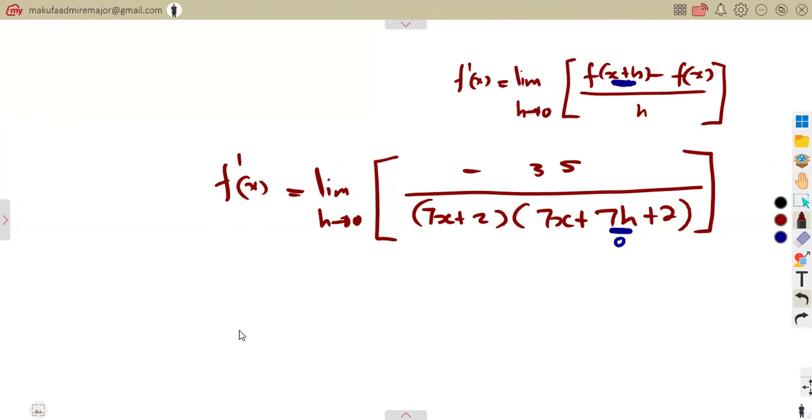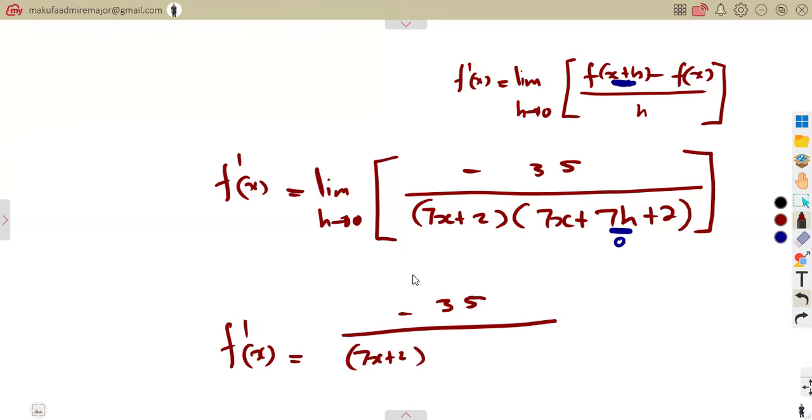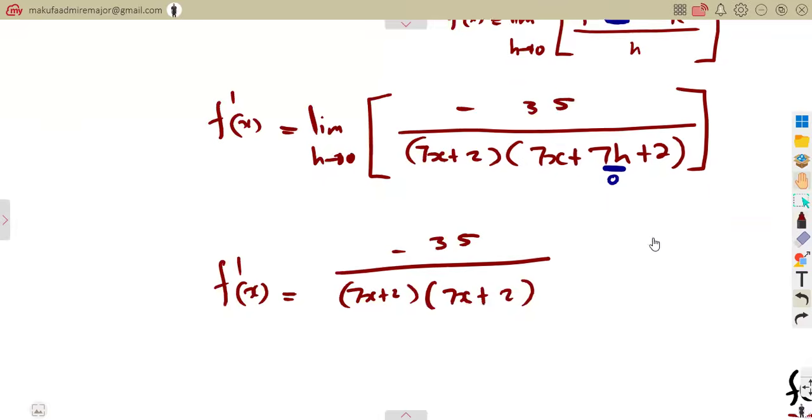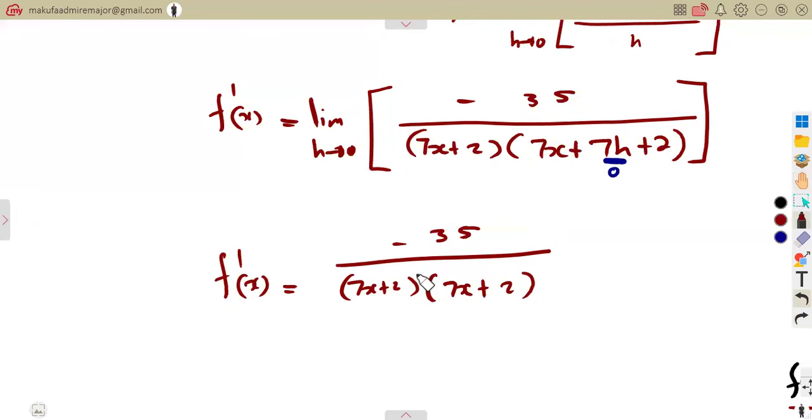So what are we going to remain with? That's the first derivative there. We have substituted this, so this is going to be minus 35 over. So the first bracket, nothing was affected, nothing changed. But in the second bracket now, this one is having a 0. So you are left with 7x plus 2 when you substitute this limit. So this is our answer.